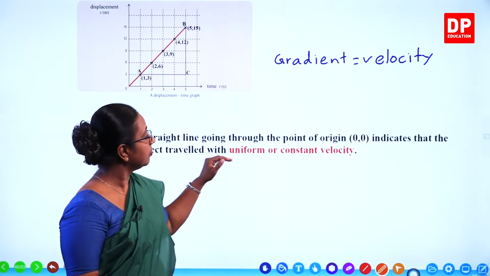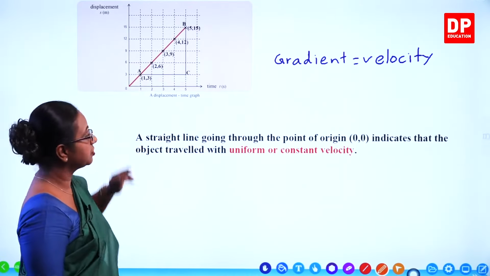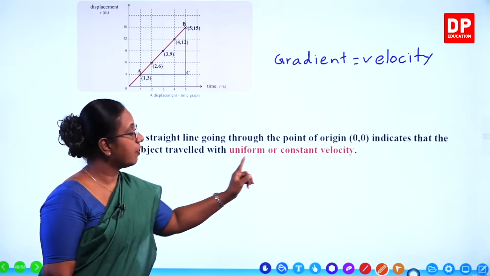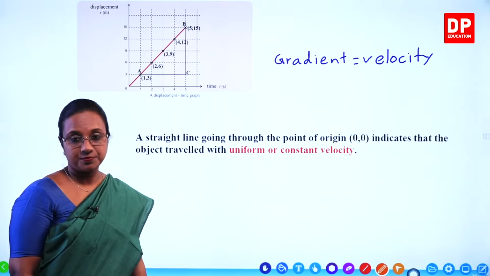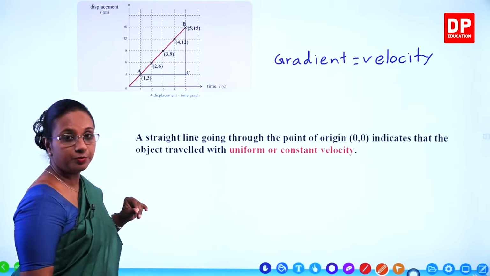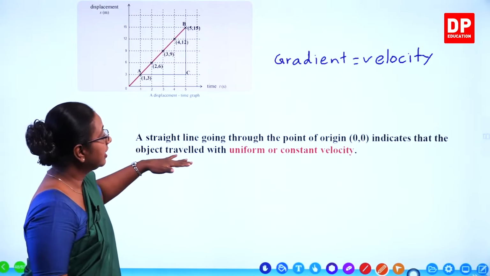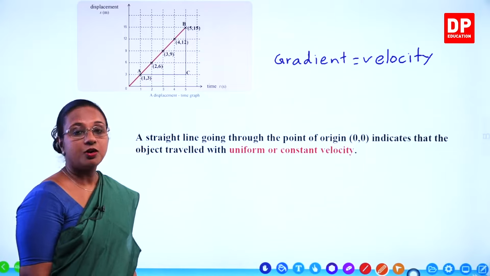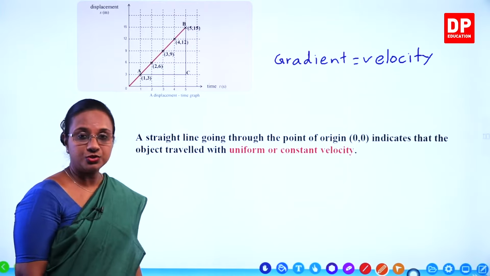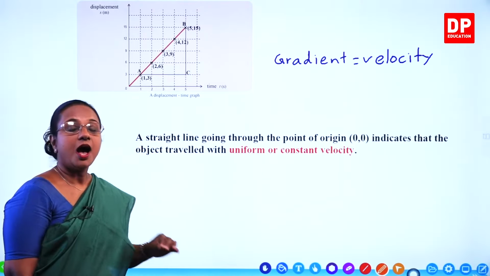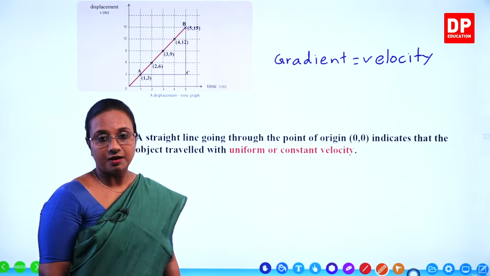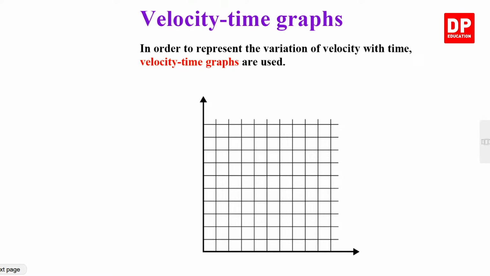A straight line going through the point of origin similar to this indicates that the object traveled with uniform or constant velocity. So when you get a graph like this going through the point of origin, the 0, 0 point, and it is a straight line, it means the object moved with constant velocity. And that velocity can be calculated using the gradient. I hope you have understood how to draw displacement time graphs. Now we will discuss velocity time graphs.